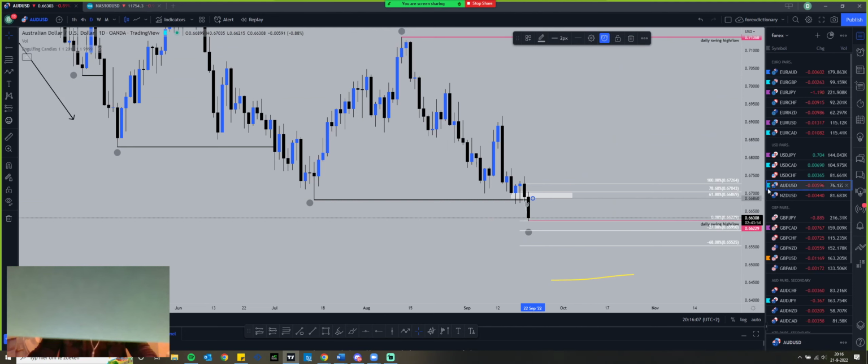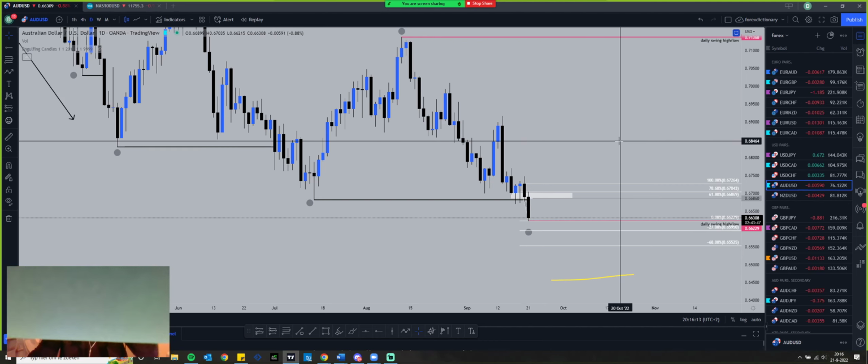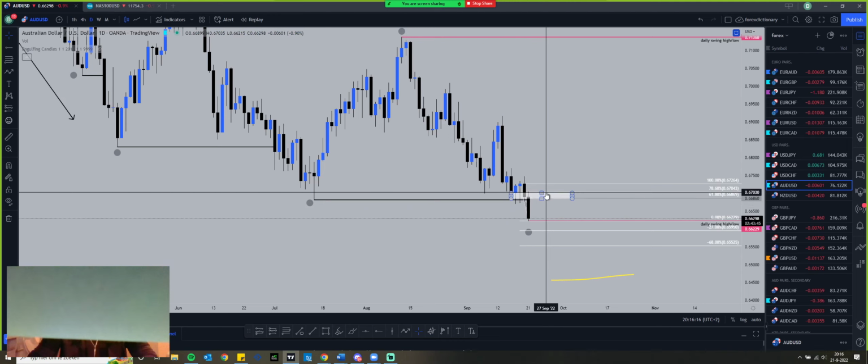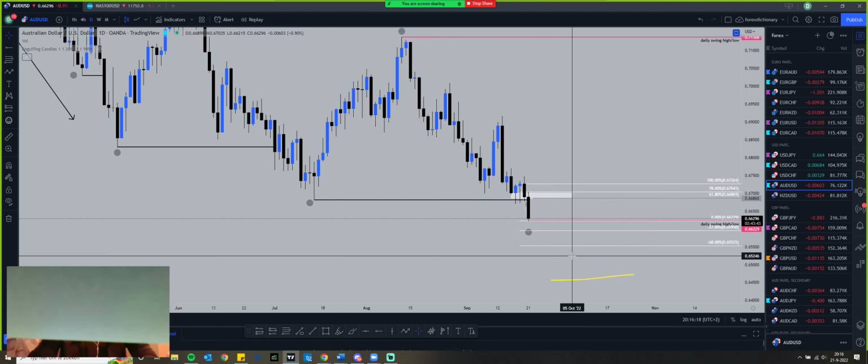What pair is this? This is AU. So I map it out with the light blue. Light blue is for me. And then I just wait it out. Then the alarm goes off. I reach my zone. Then I start looking for an entry to do a possible short.